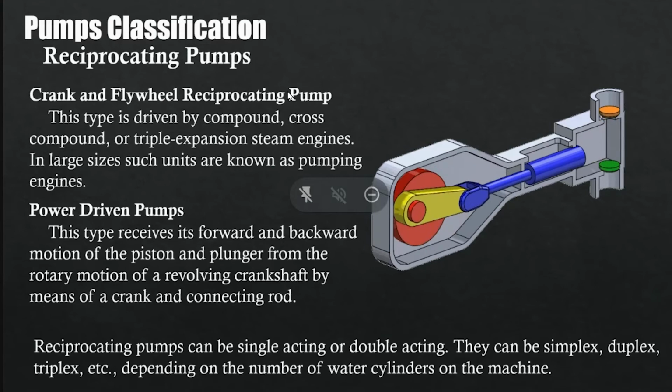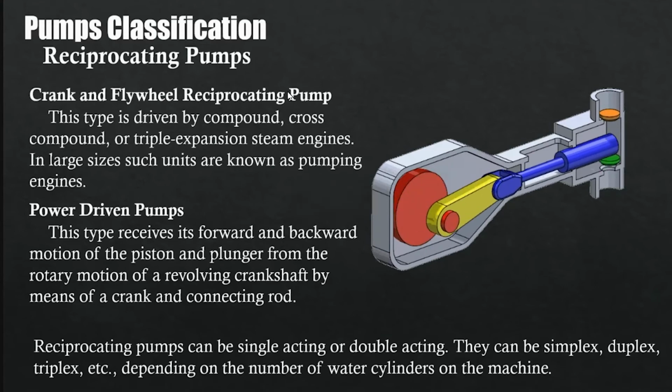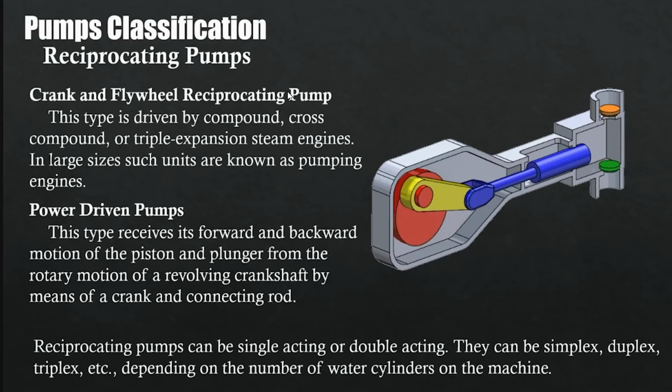The next is the crank and flywheel reciprocating pump. This type is driven by compound, cross-compound, or triple expansion steam engines. In large sizes, such units are known as pumping engines. The next is the power-driven pumps. This type receives its forward and backward motion of the piston and plunger from the rotary motion of a revolving crankshaft by means of a crank and connecting rod.